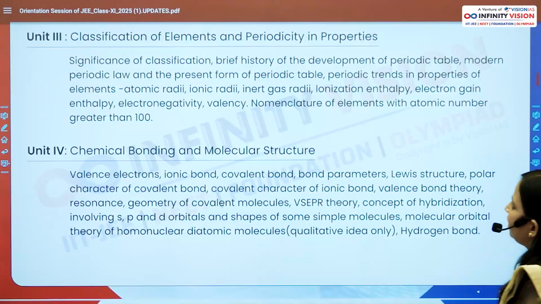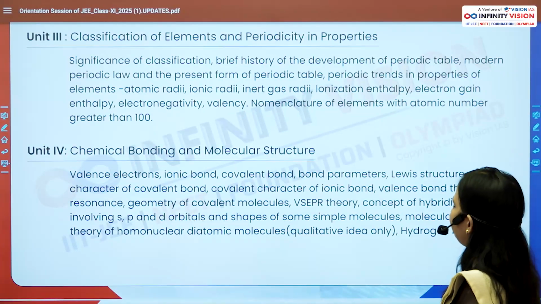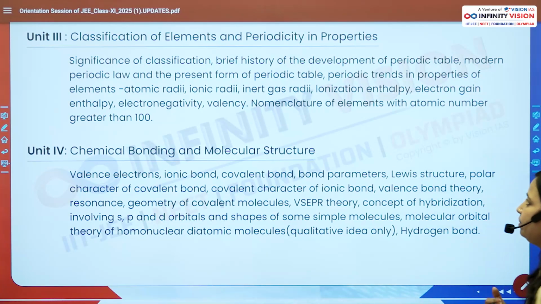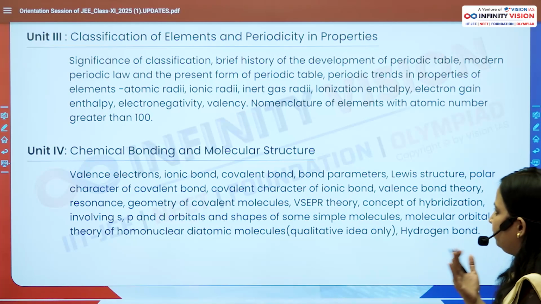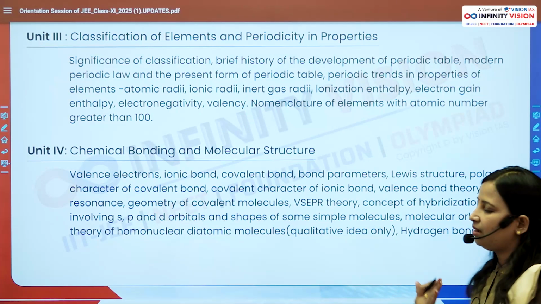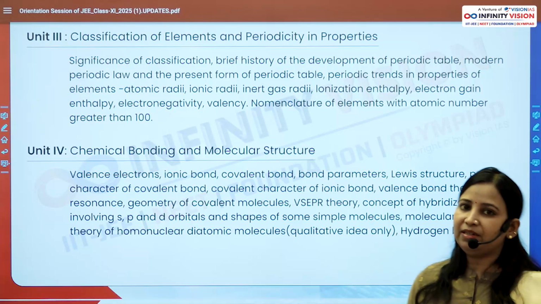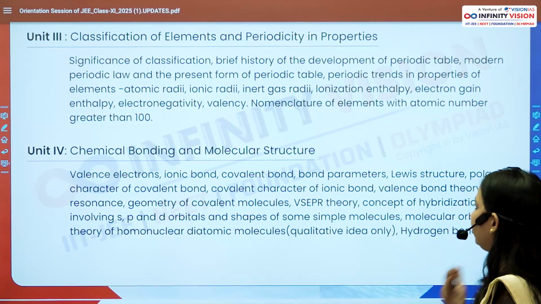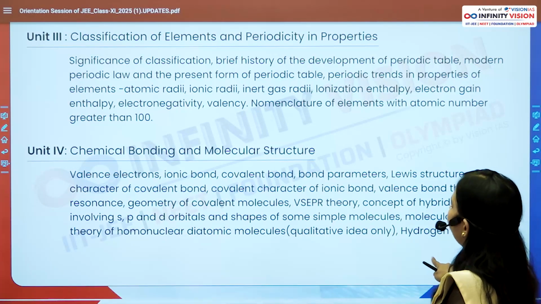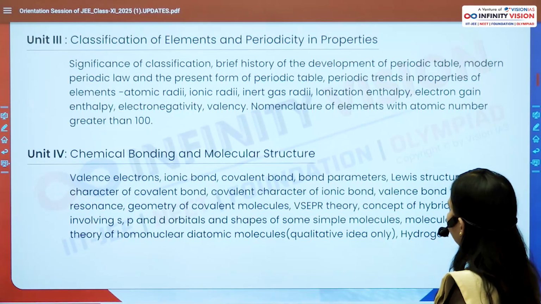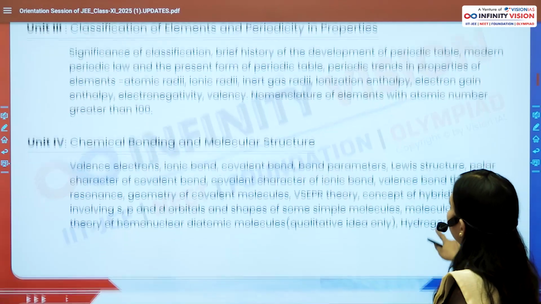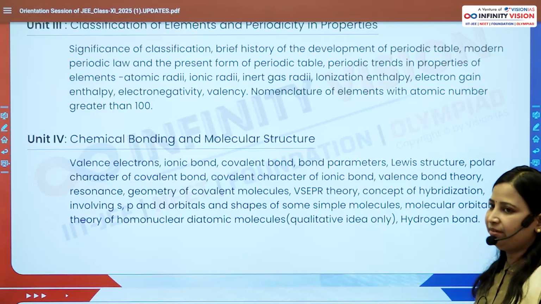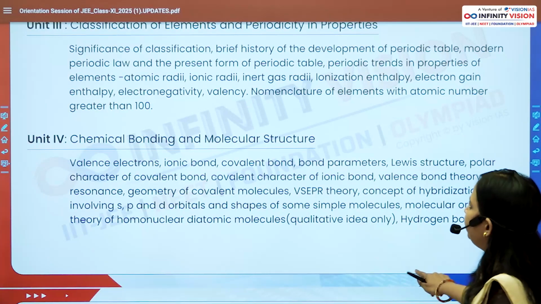Then comes classification of elements and periodicity in properties. This mainly focuses on our periodic table. In the periodic table, there are different elements: metals, non-metals, transition elements and inner transition elements. How they are divided, what is the basis of their classification, how we can identify them, and how they are placed in the periodic table. They also follow different periodic trends, which we will read in detail.